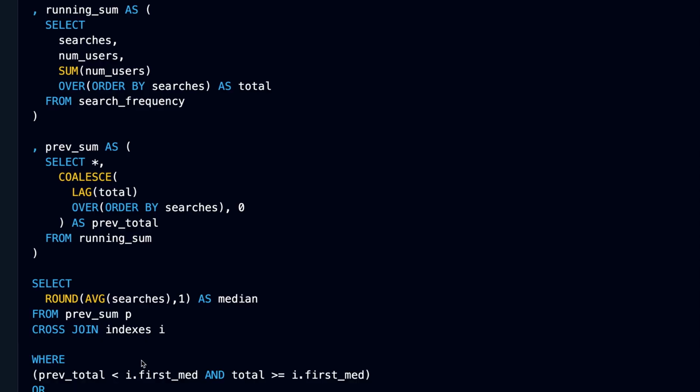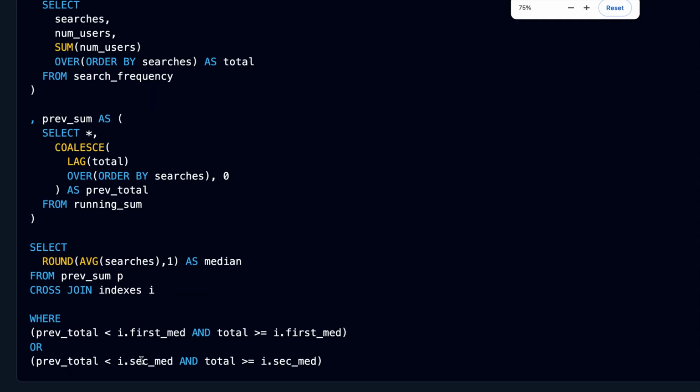Now this is the heart of the solution. We filter the rows where index is greater than the total from the previous row and is less than or equal to the current row total. And this will mean this row contains the median position that we are looking for. And we simply apply it for both the first median and second median to filter out both the rows corresponding to these two median positions.